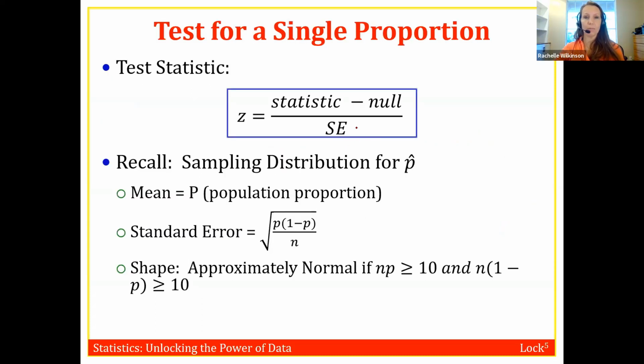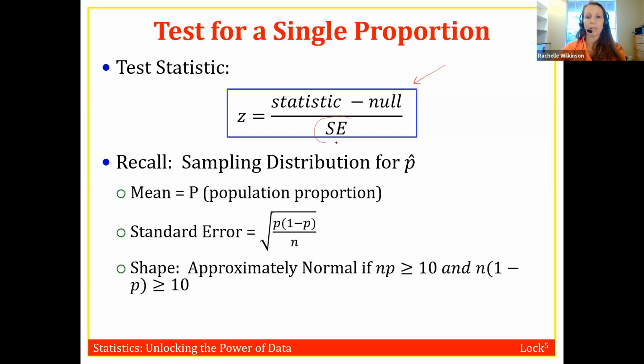So here's kind of what I was saying before. This is the general format for a test statistic. We're going to have our sample statistic minus the null value divided by the standard error. So when we're thinking about p hat here, we know that the sampling distribution for p hat has a mean of p, a standard error of this thing, and we know that it's normal if all this stuff holds true.